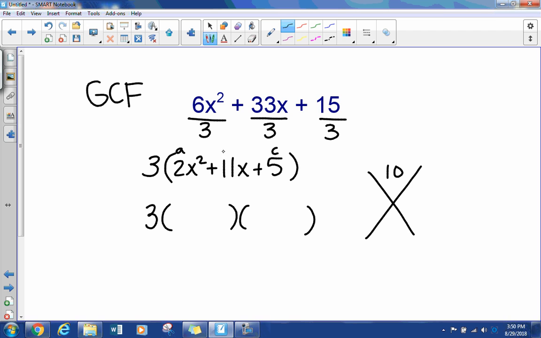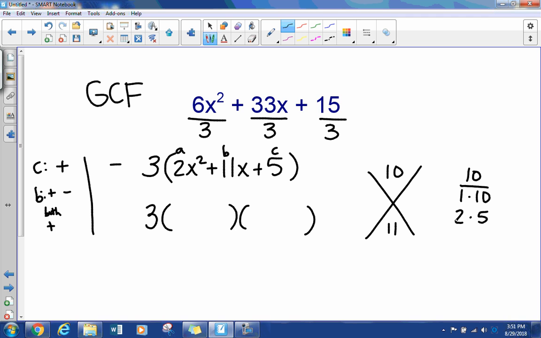And we notice that both c and b are positive, and so that means that both of our factor pairs will be positive. And so we come over here and list out the factors we know for 10, which there's only 2 of them. And we see 2 plus 5 doesn't make 11, but 1 plus 10 does make 11. So a positive 1 and a positive 10 go here. And over here, x squared breaks down to be x and x.